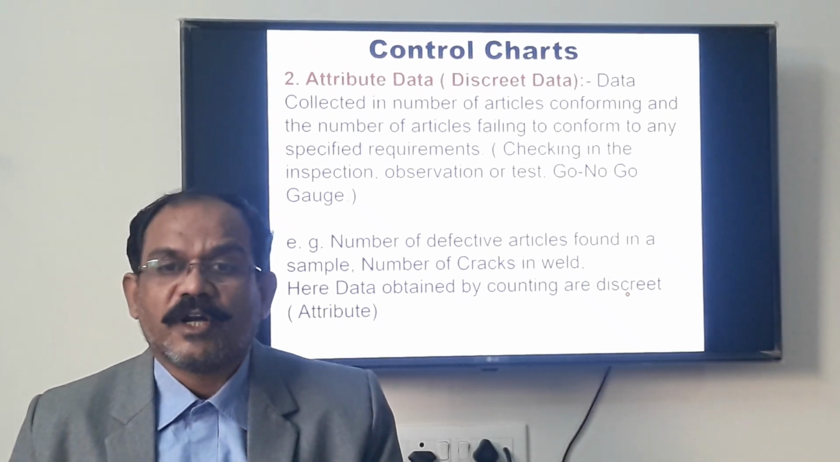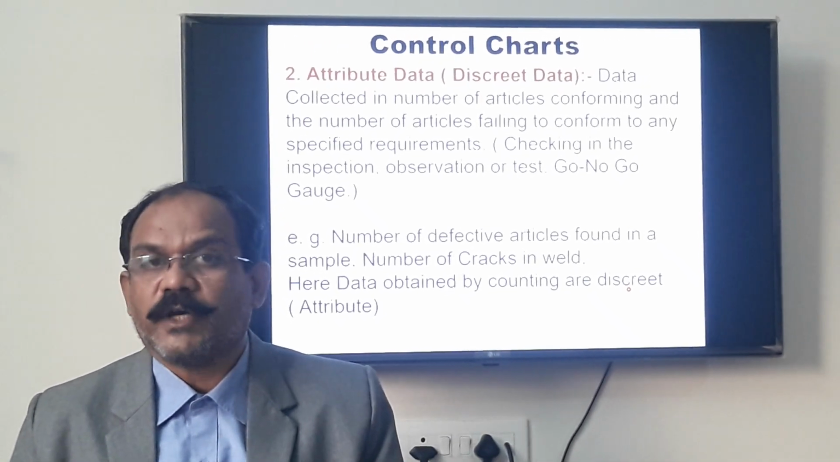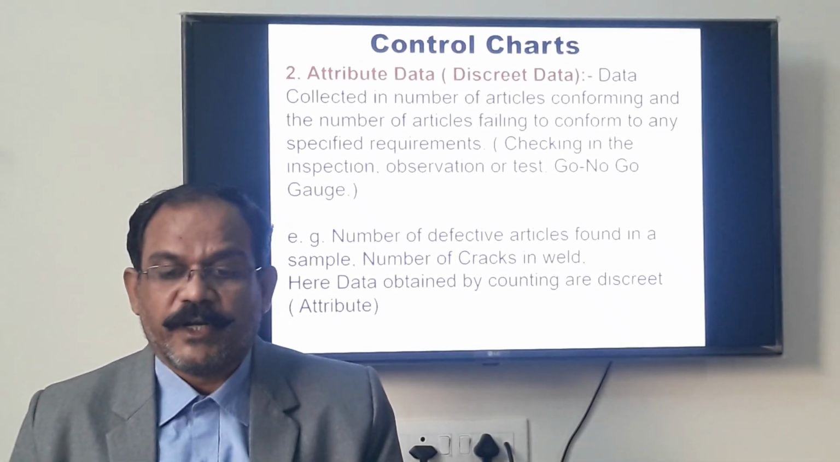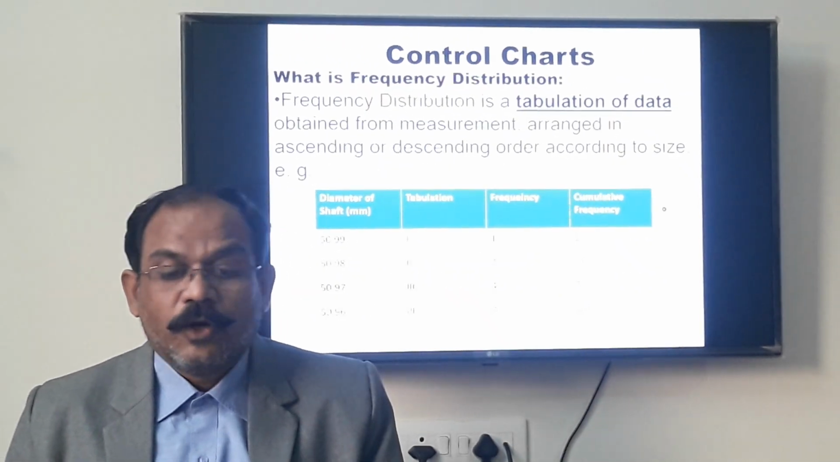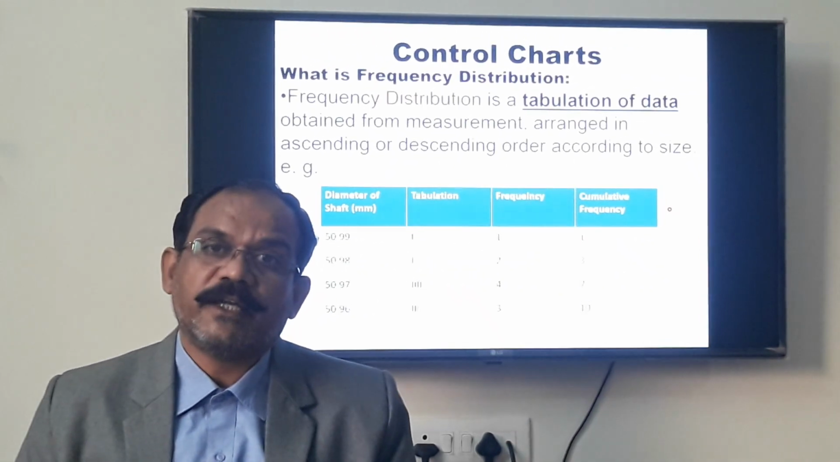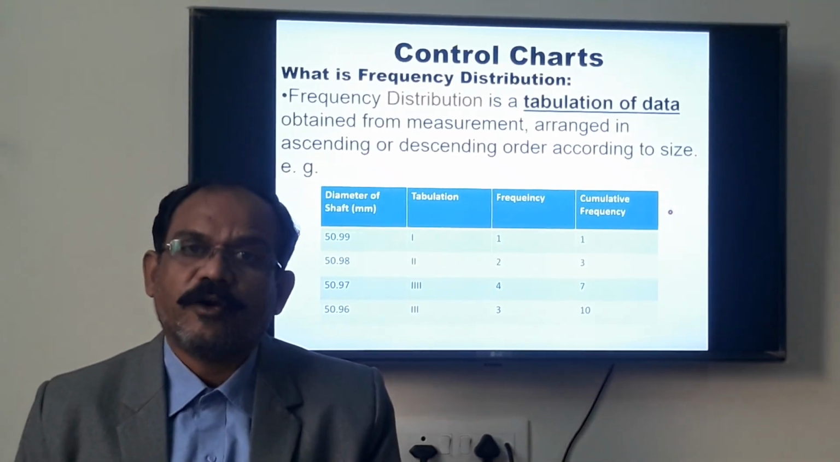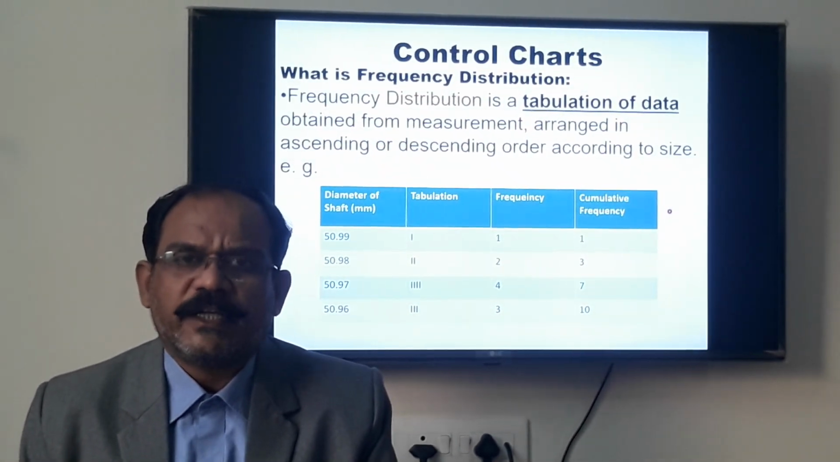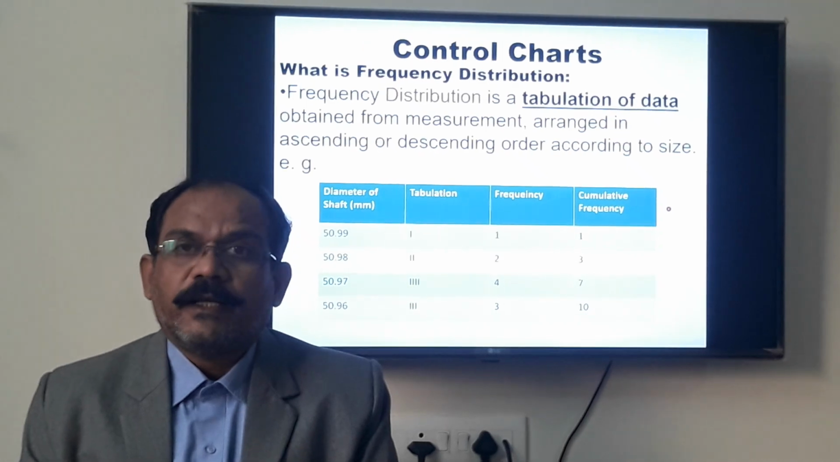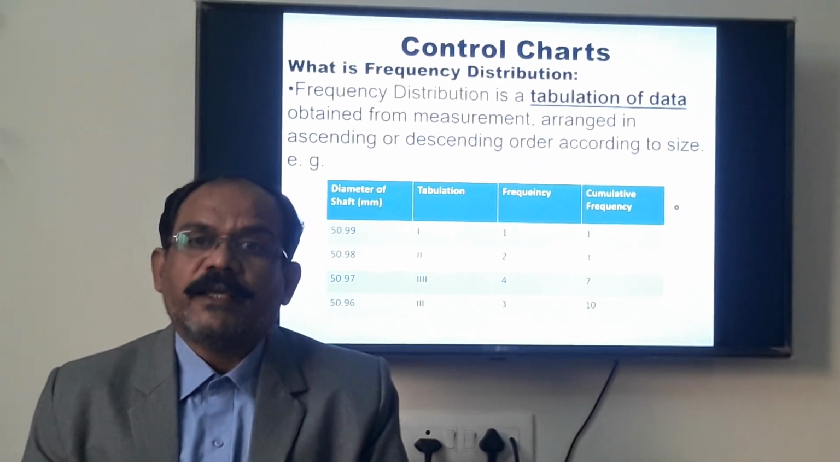Or confirmation to the specification we are just checking. That is called the attribute data. Now once you collect this data, whether it is in the form of attribute data or variable data, what to do with this data? These data need to be arranged in some particular fashion.